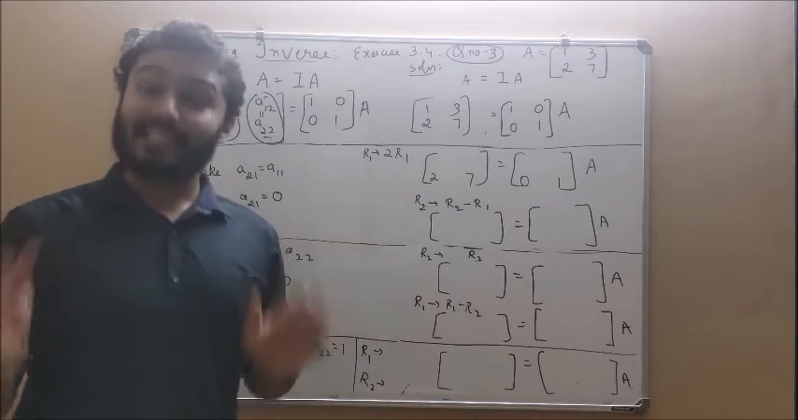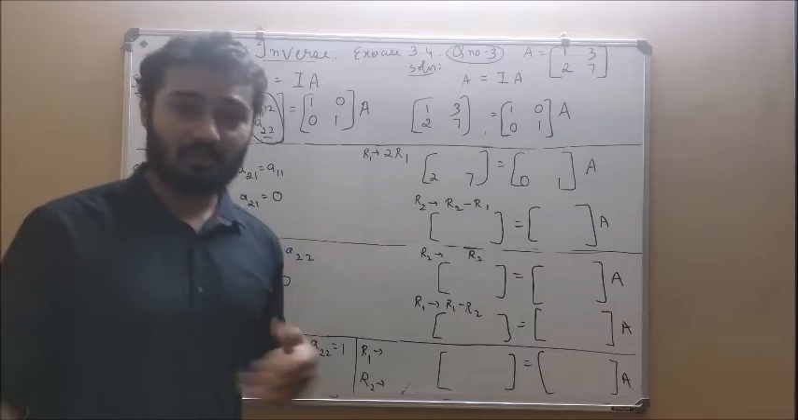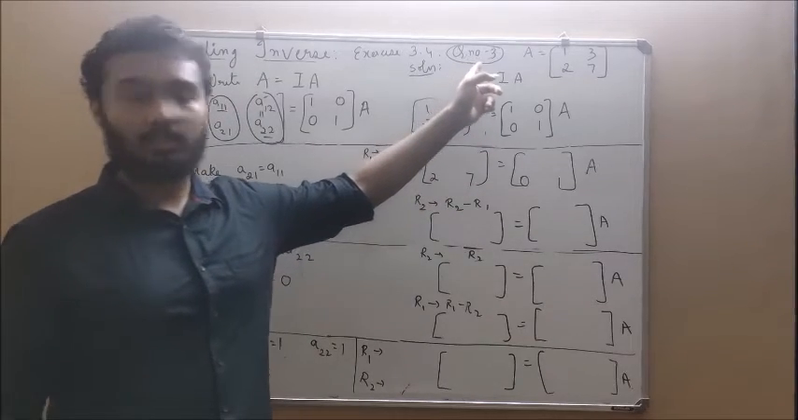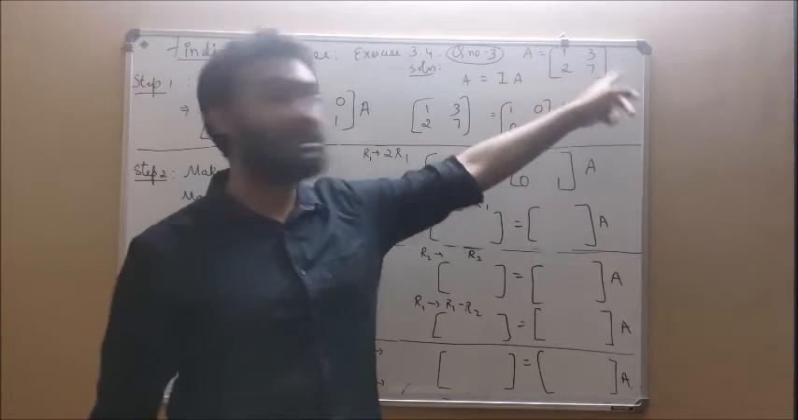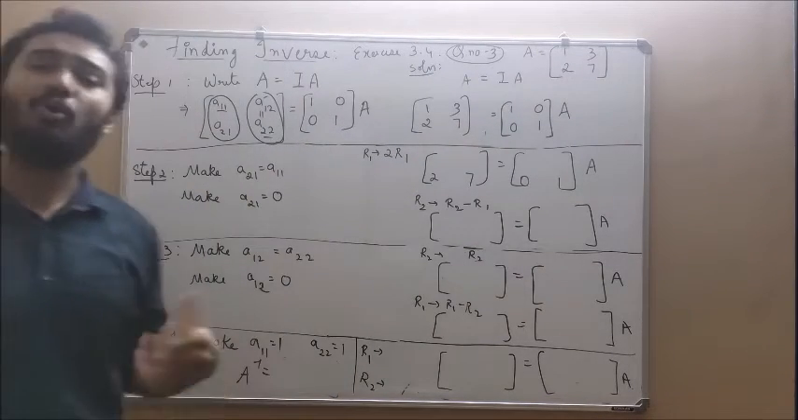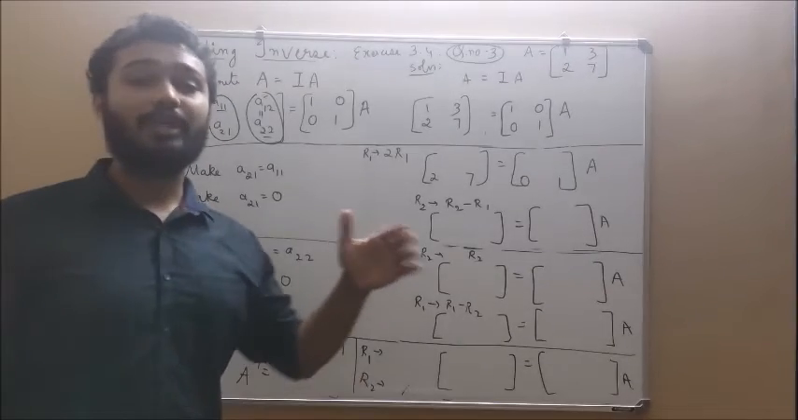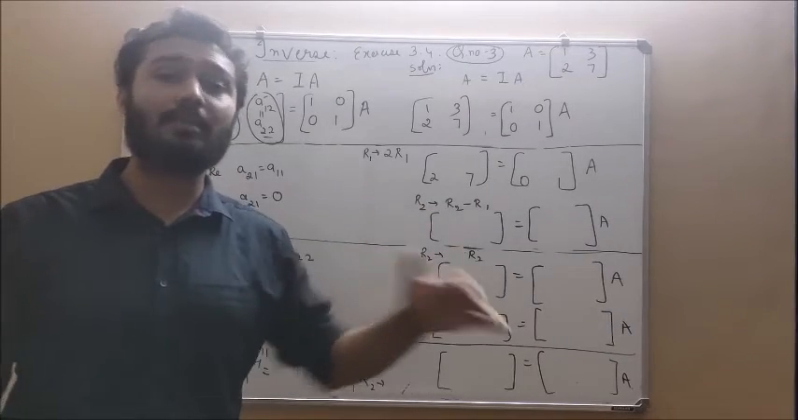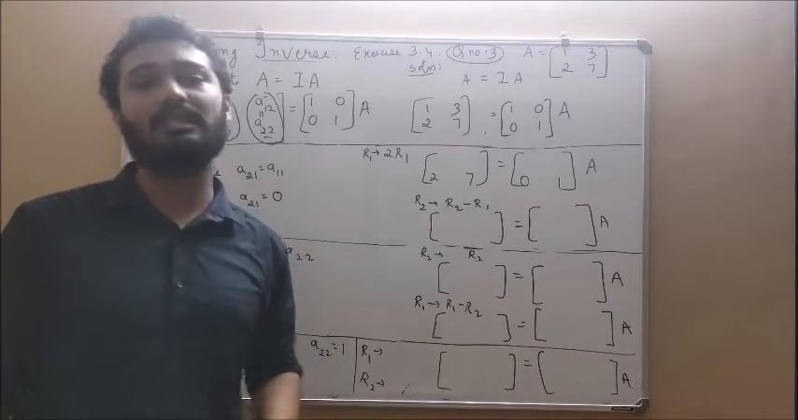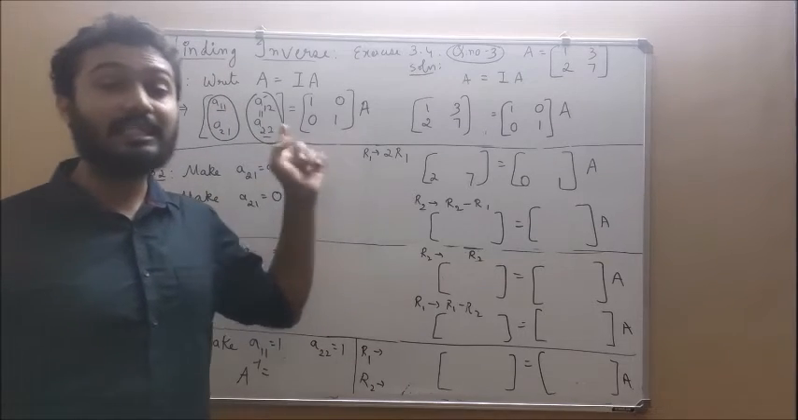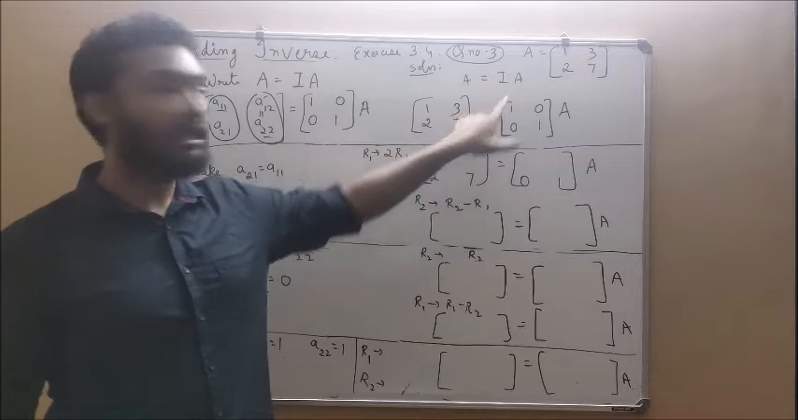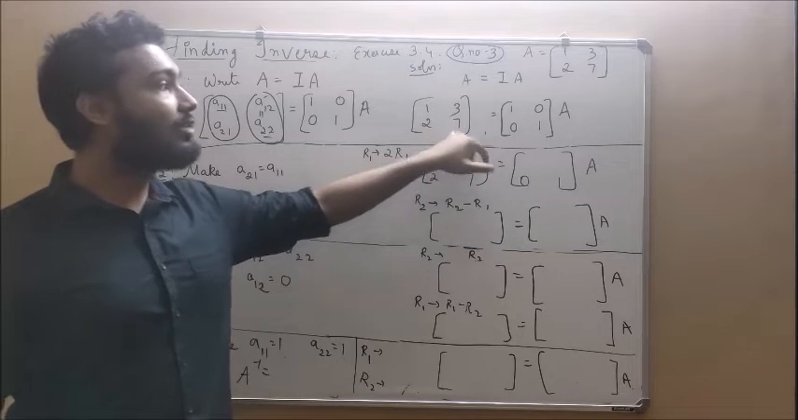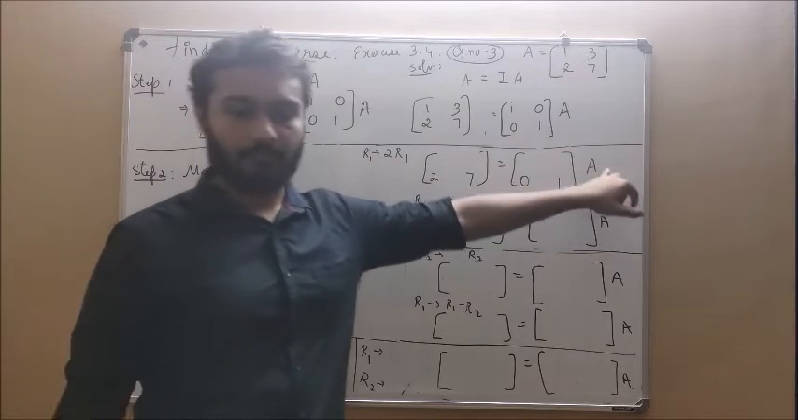Okay. Next we move on to the next question. The third question. Find the inverse of the matrix A equal to 1, 3, 2, 7. Now how to find the inverse? We will do the steps continuously. So step 1. Write the matrix A, 1, 3, 2, 7, equal to I into A.